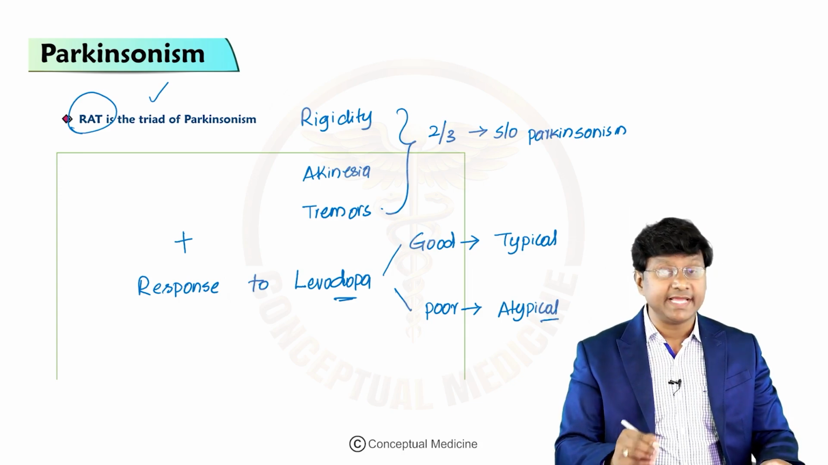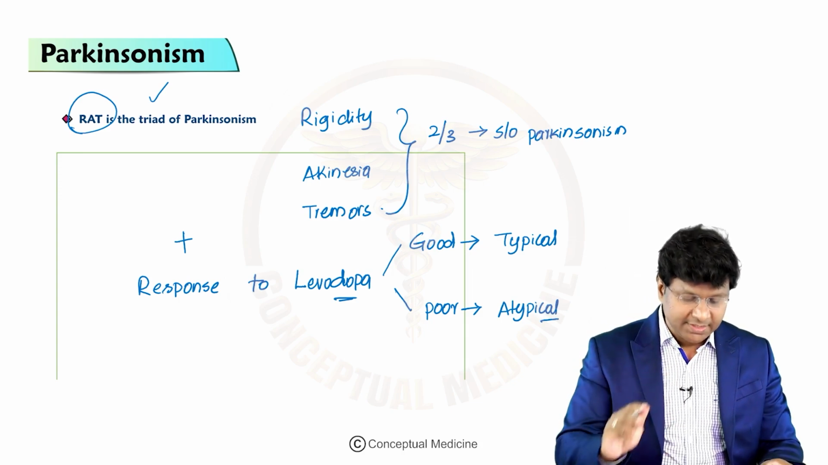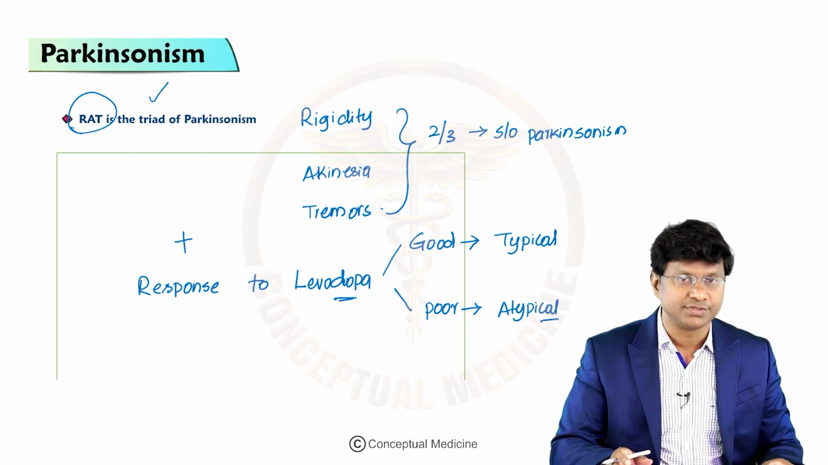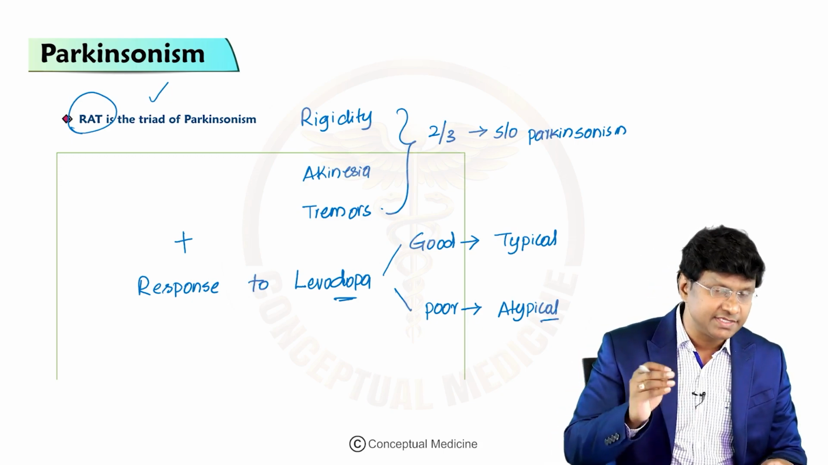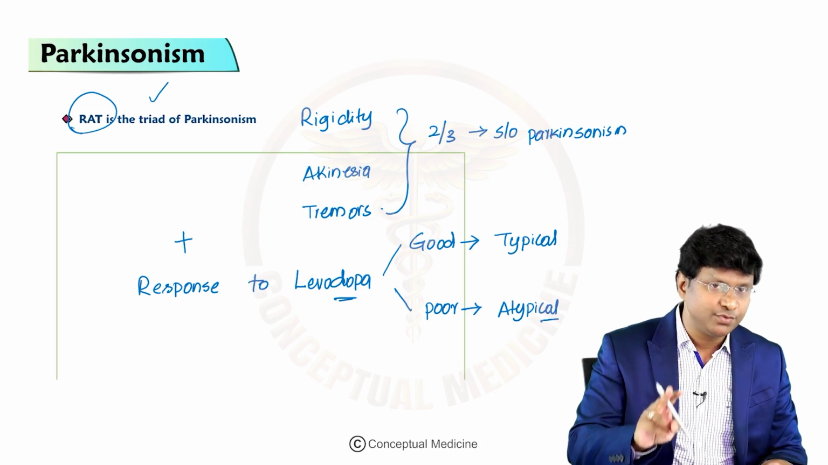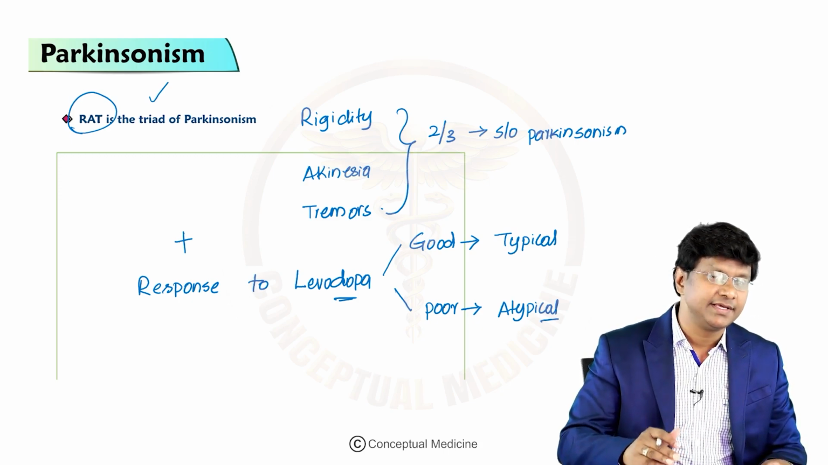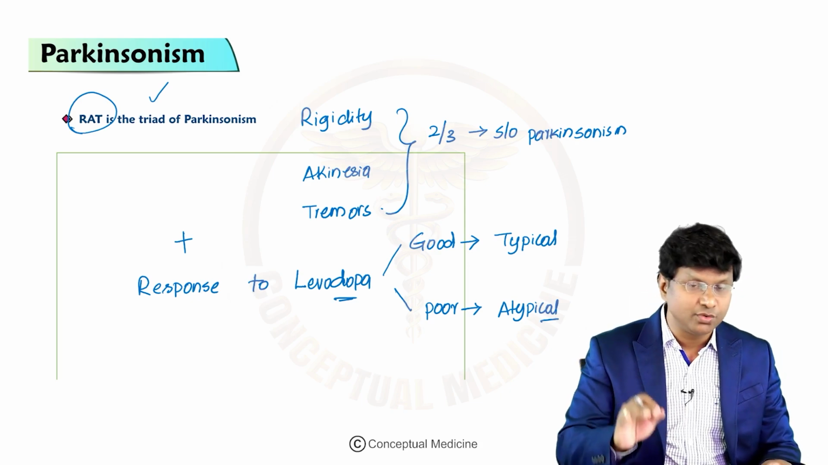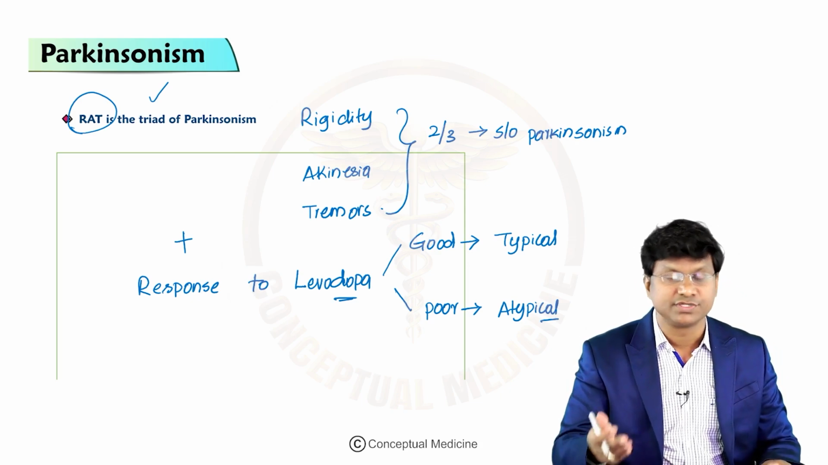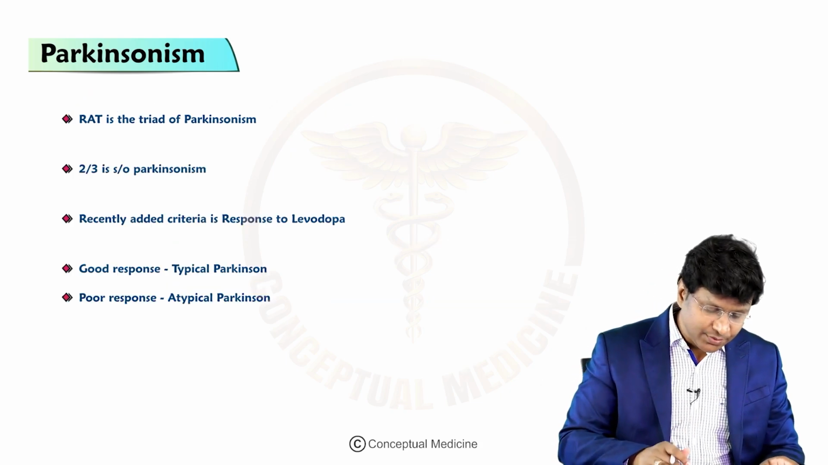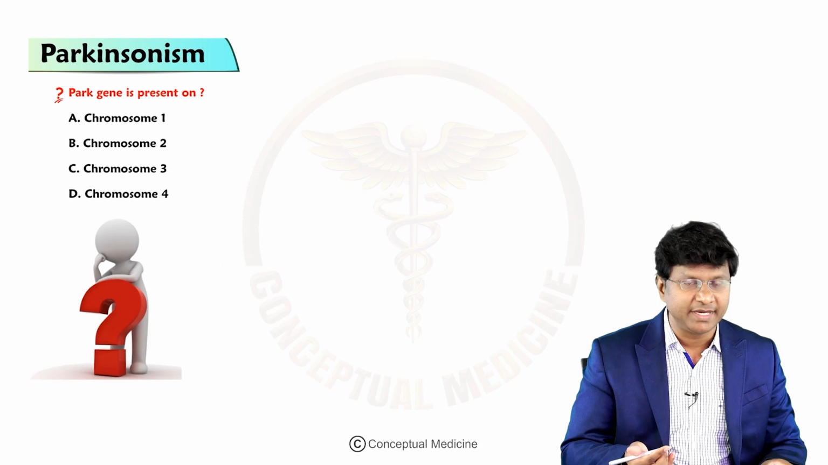Right, that we call atypical Parkinsonism. That is what is your RAT. RAT is a triad of Parkinsonism, that means rigidity, akinesia and tremors. Out of this, if two are there, it is suggestive of Parkinsonism, and a recently added criterion is response to levodopa. If it is a good response, typical Parkinsonism. Poor response, atypical Parkinsonism. Now, what is the most common cause of Parkinsonism?